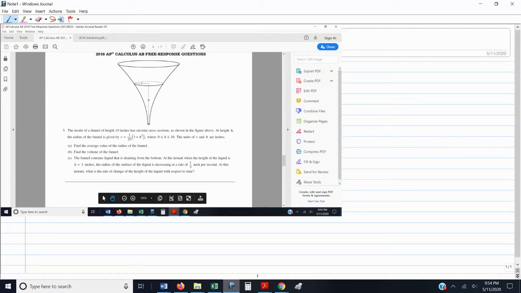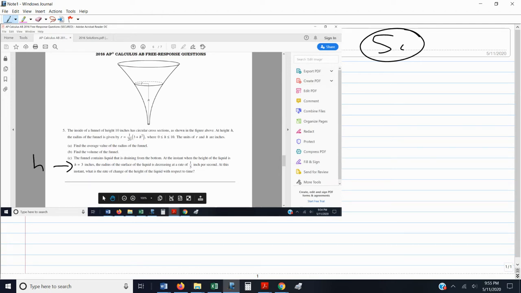All right, so this is 5C. This is a really good question. This is going to bring back what we were talking about of the derivative being 1 or dH/dt. So this is a great one. It says the funnel contains liquid that's draining from the bottom. At the instant when the height is 3 inches, they labeled it for you as well.